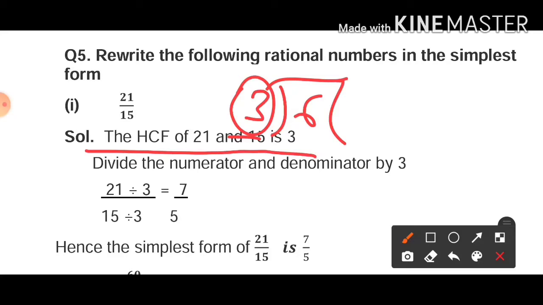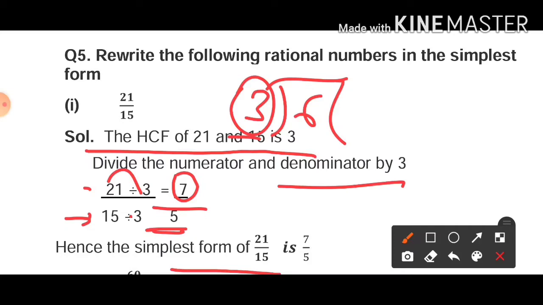Now you have to divide both numerator and denominator by 3. So 21 divided by 3 and 15 divided by 3. 3 sevens are 21 and 3 fives are 15. It means the lowest form or the simplest form of 21 by 15 is 7 by 5. Now you can see 7 and 5 have only 1 as a common factor. It means this is the simplest form of 21 by 15.